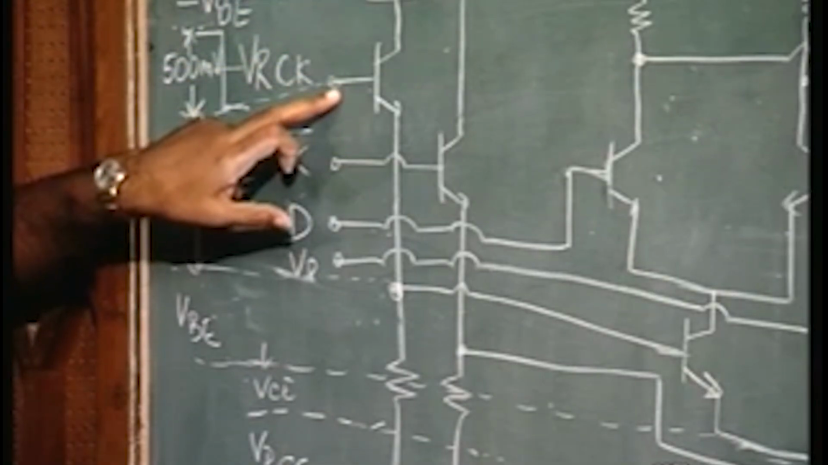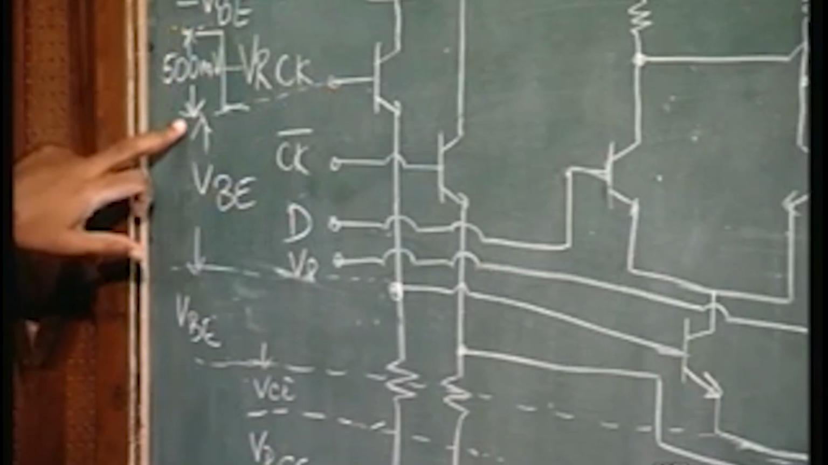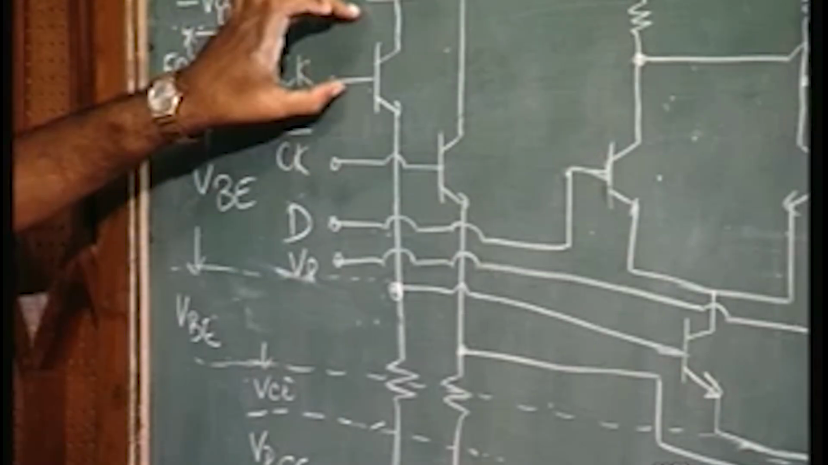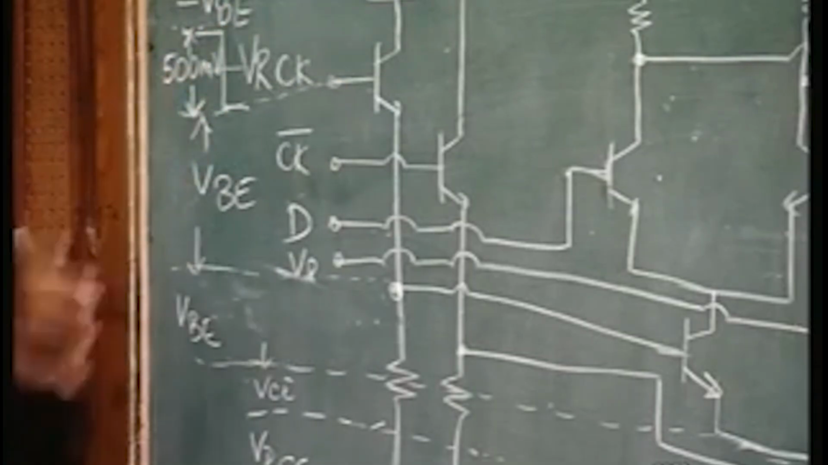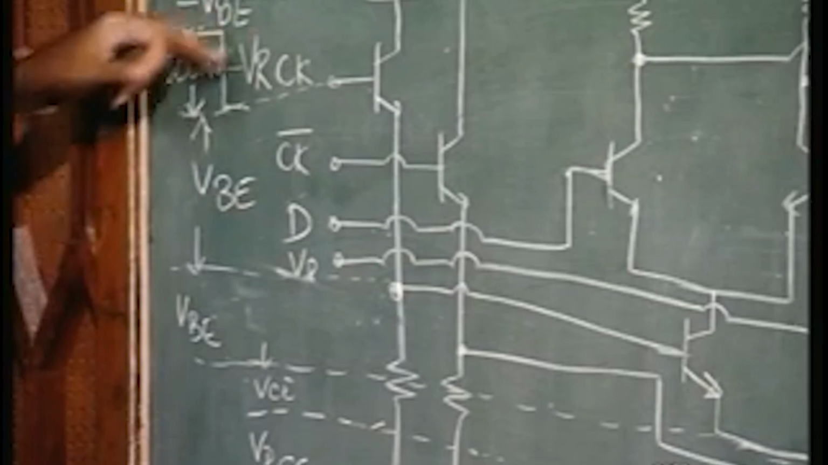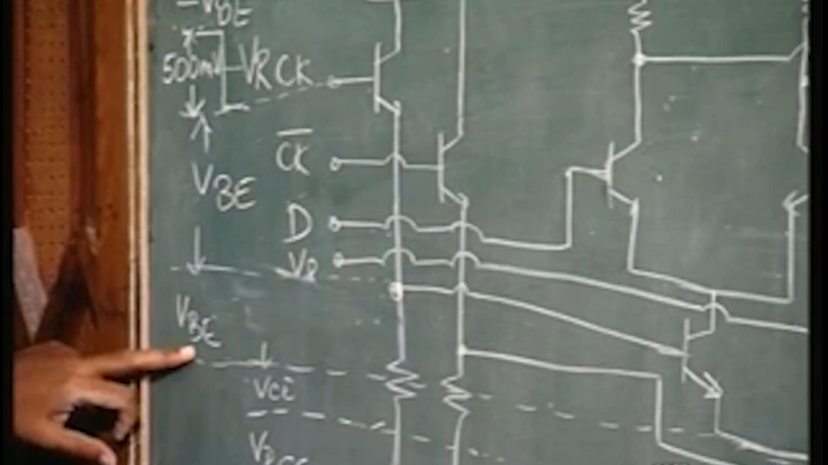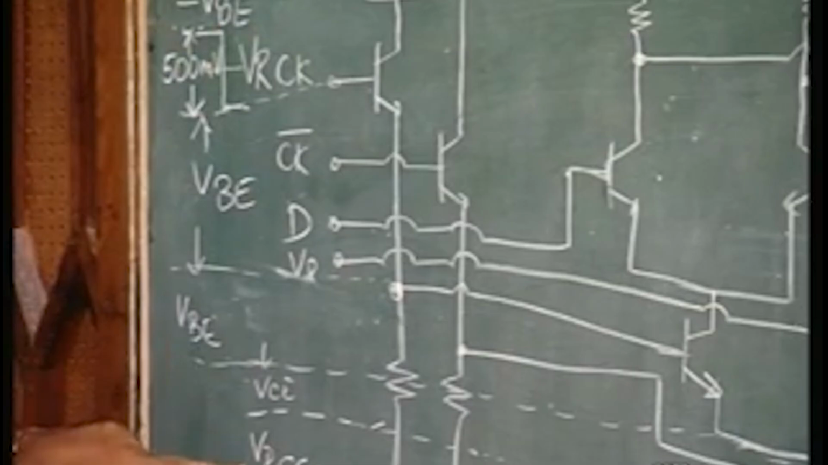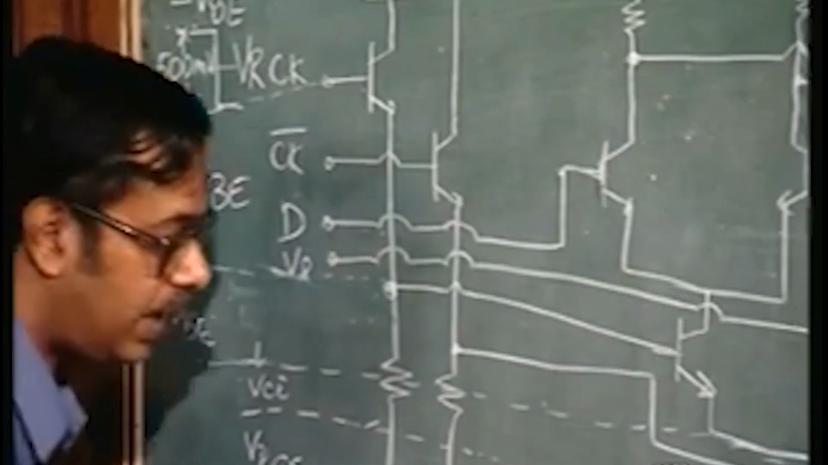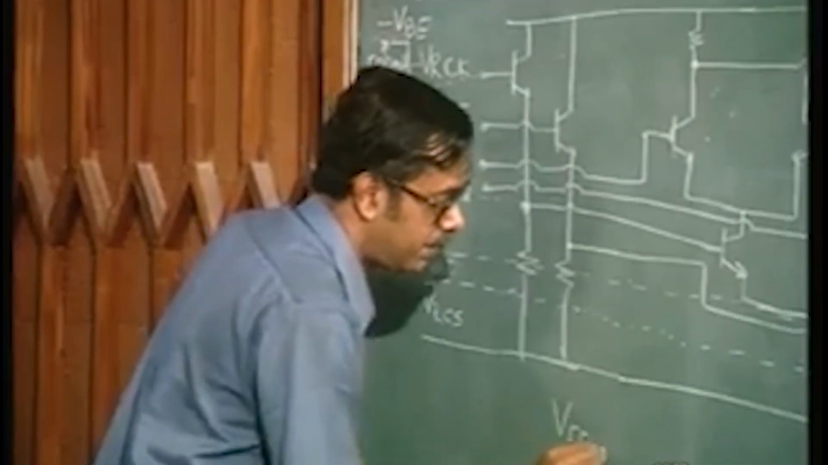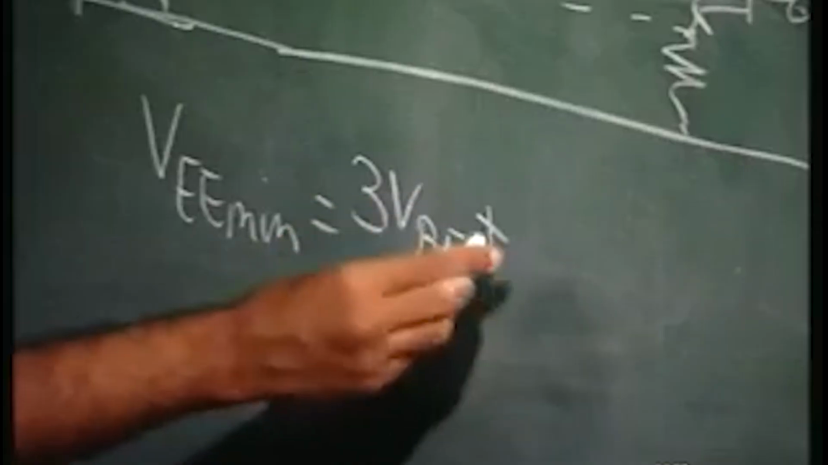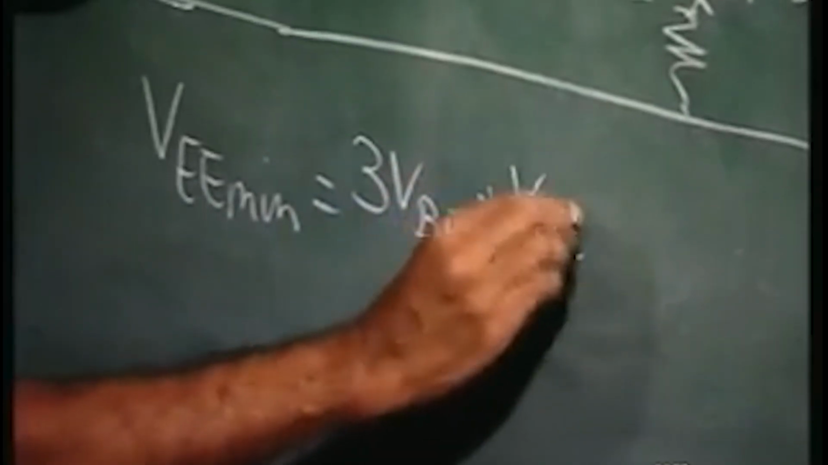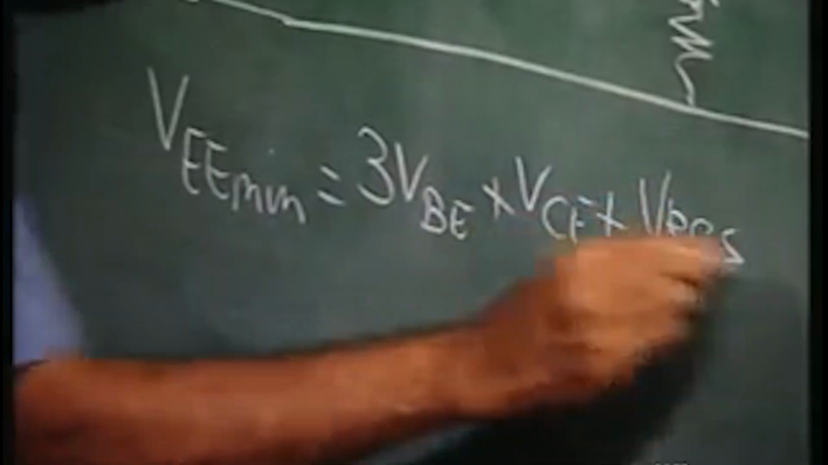Okay. All right, here it is minus VBE to minus VBE minus 500. So, there should be at least another VBE here. Okay. So, in total you have how much? 3 VBE plus VCE plus VRCS. Okay. So, VEE minimum is equal to 3 VBE plus VCE plus VRCS.